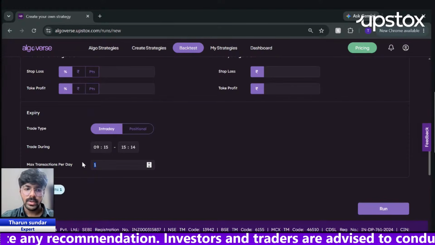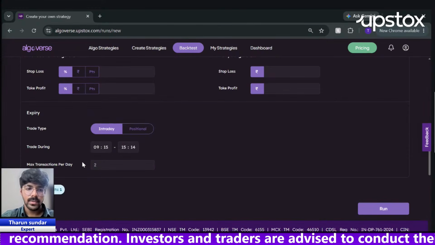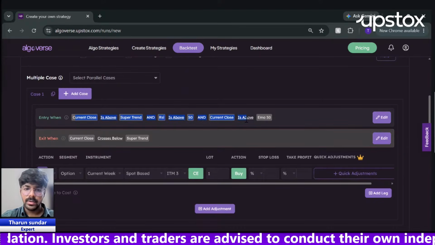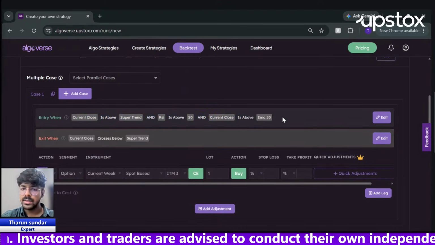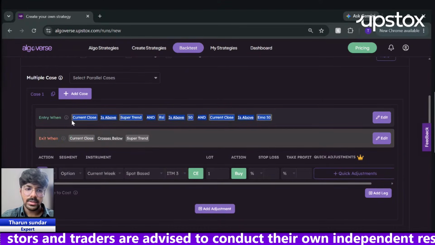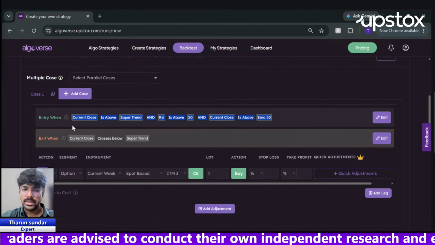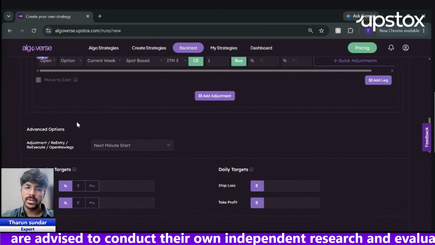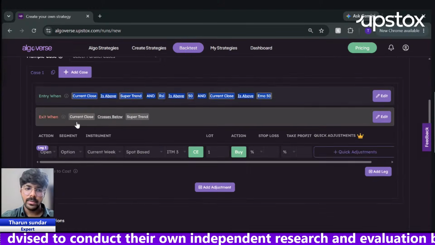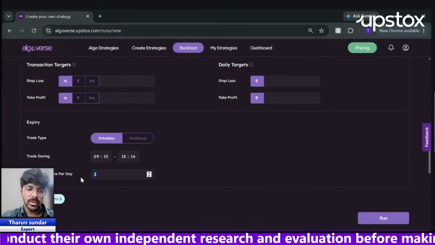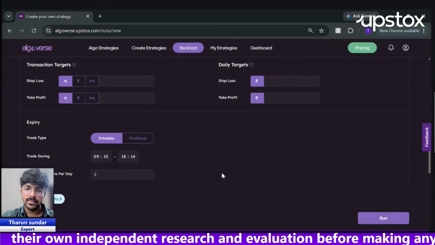And I'm giving two max transactions per day. That is, I'm allowing the same entry condition to be traded twice. Let's say at 9:30 this condition appears. I'm taking a trade. The first trade ends up in either profit or loss. Again, let's say at 11:30 or 12:30, for a second time, the same condition appears on the market. So I'm giving room for two max transactions in a day.